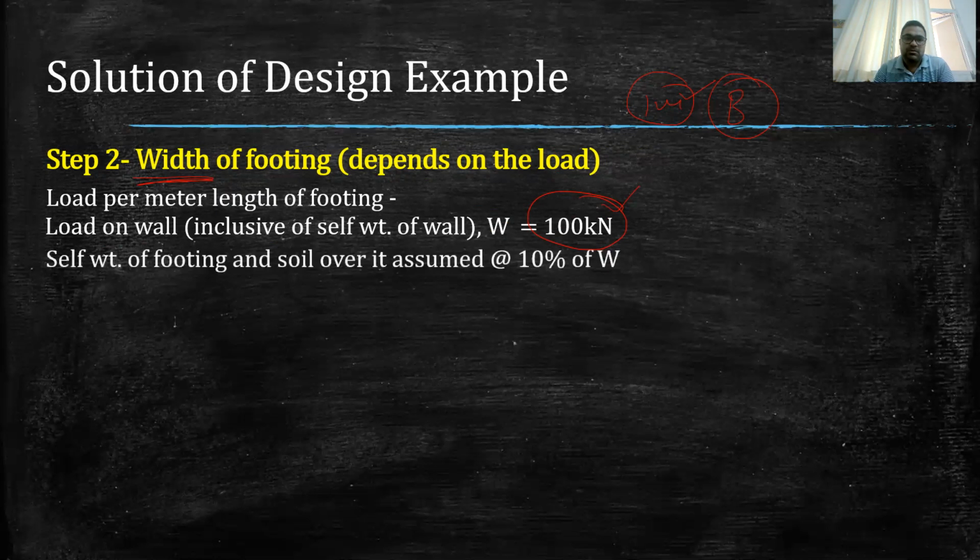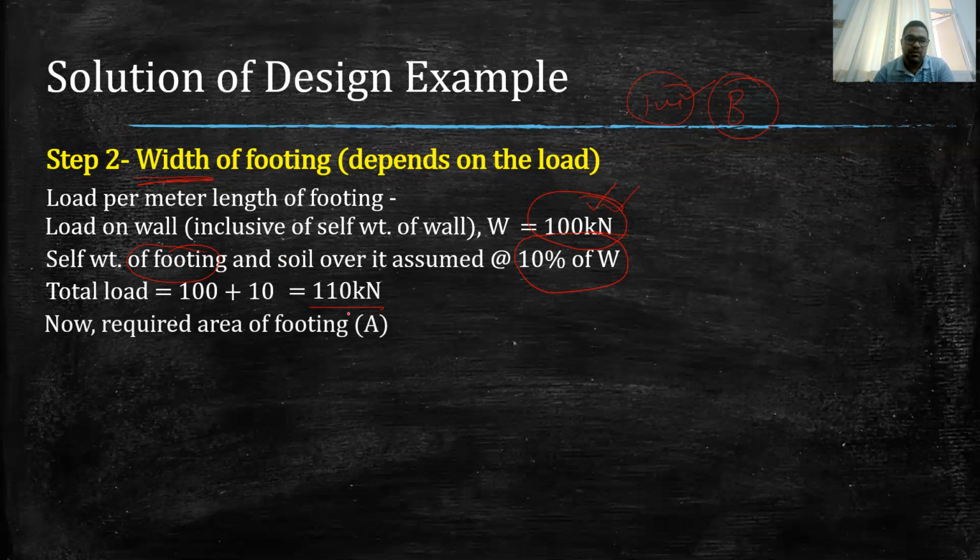Now, also along with this load on the soil, another load which will be resting is the self weight of the footing. So right now we don't know the size of footing. So therefore here we assume that the weight of the footing will be around 10% of the load coming from the wall. So the 10% of W will be 10, and therefore the total load which will be coming on the foundation is 110 kilonewton per meter length. So now the required area can be calculated.